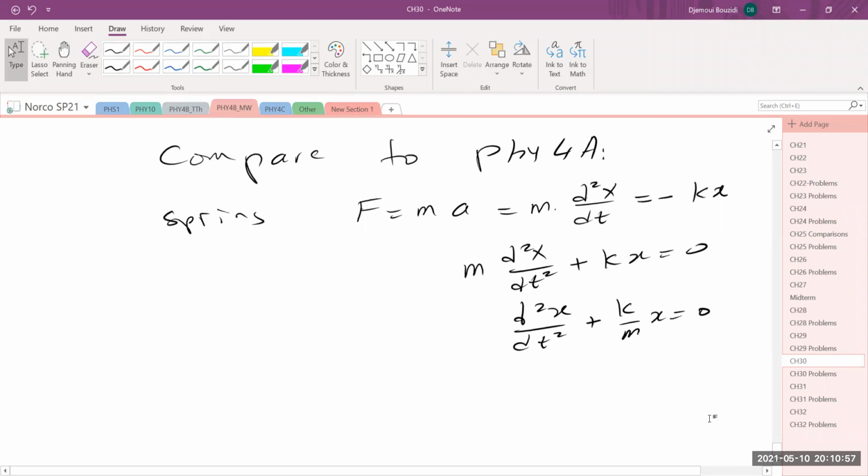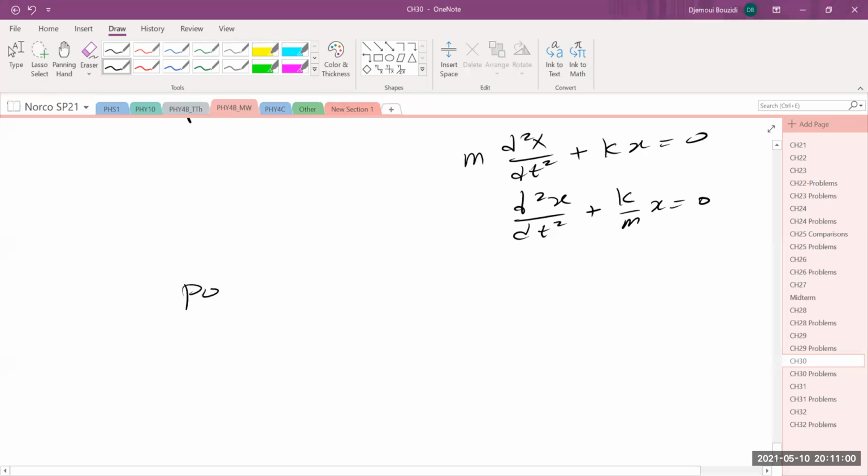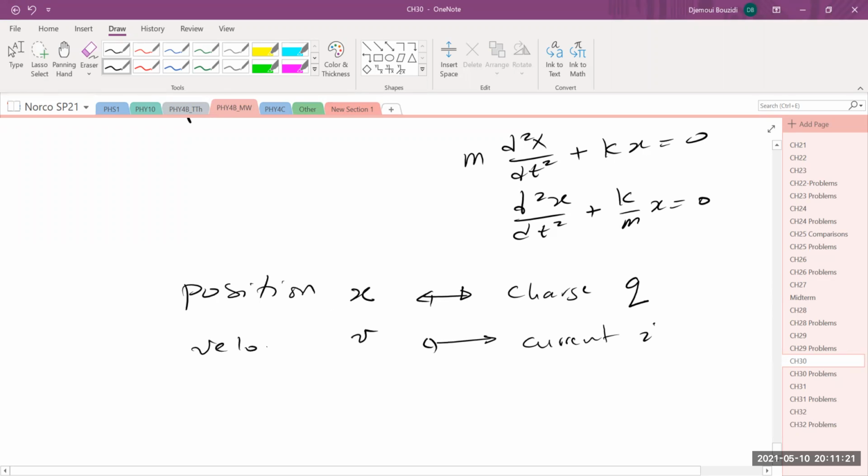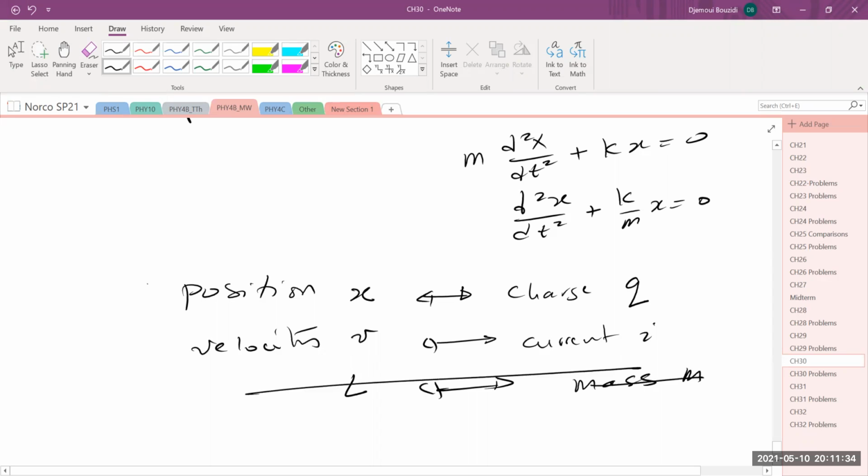If I treat x as q, position x is the same thing as the charge q, okay? The current I will be treated as the velocity, because the velocity is just the derivative of x with respect to time. The mass m will be treated like L. Sorry, did I flip the directions? I'm sorry. I meant to say mechanics on one side.